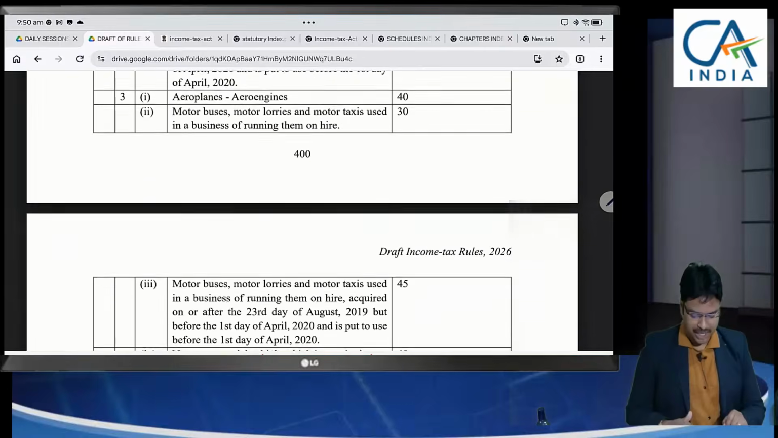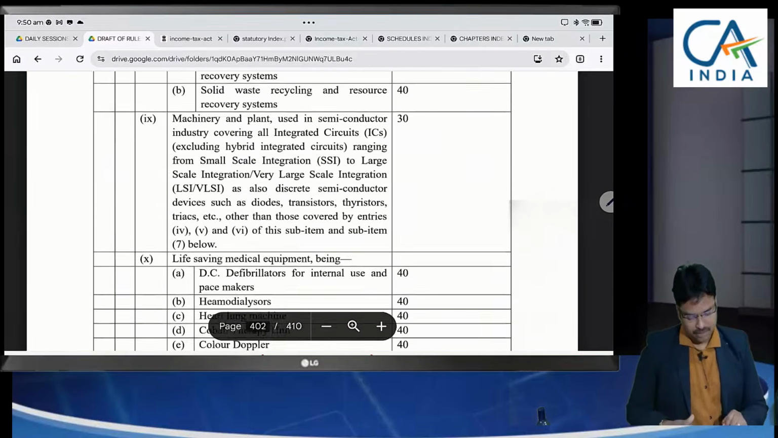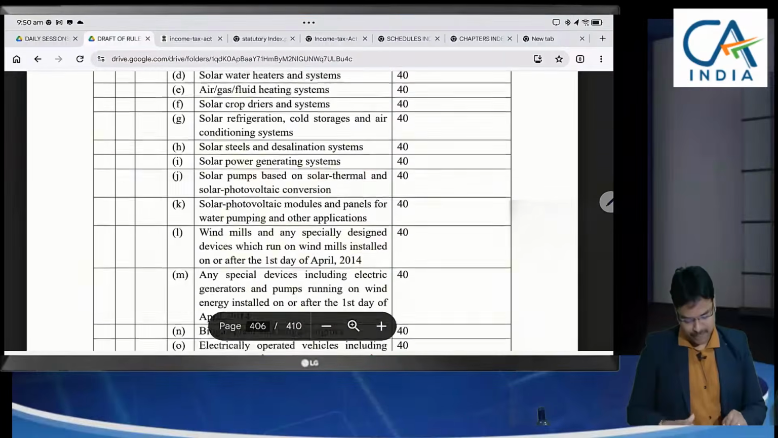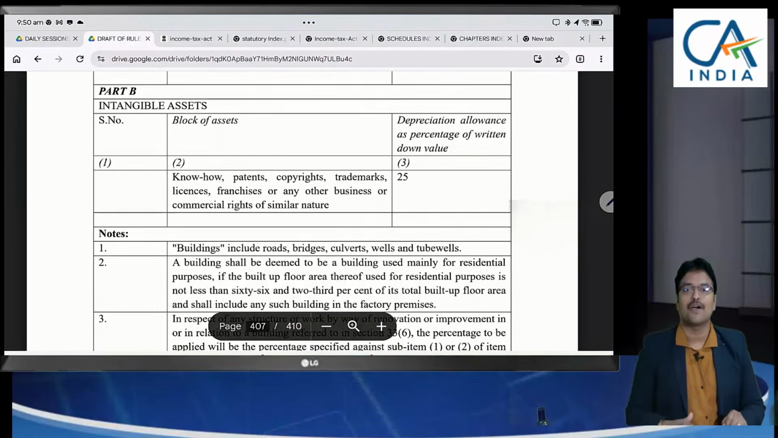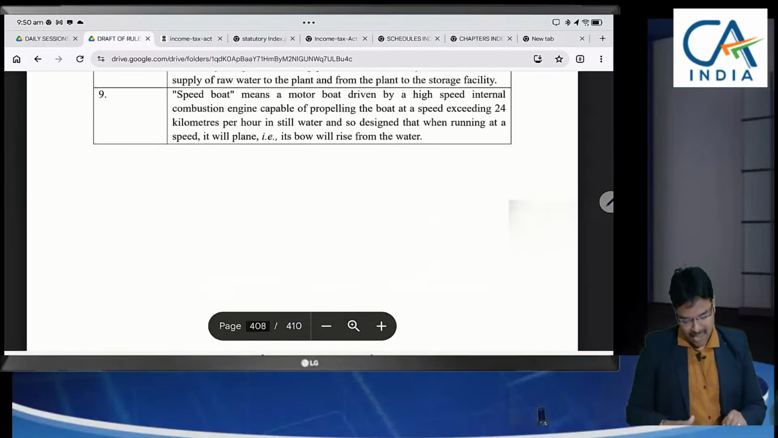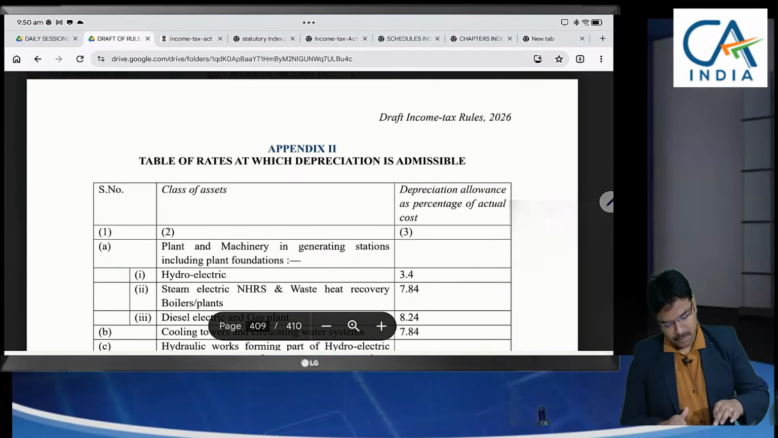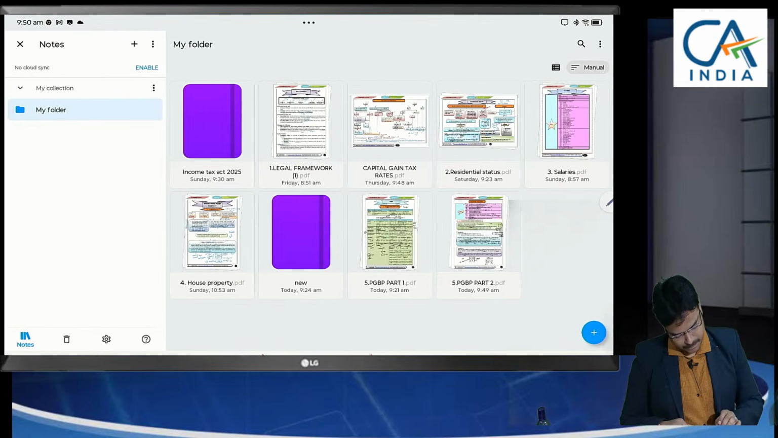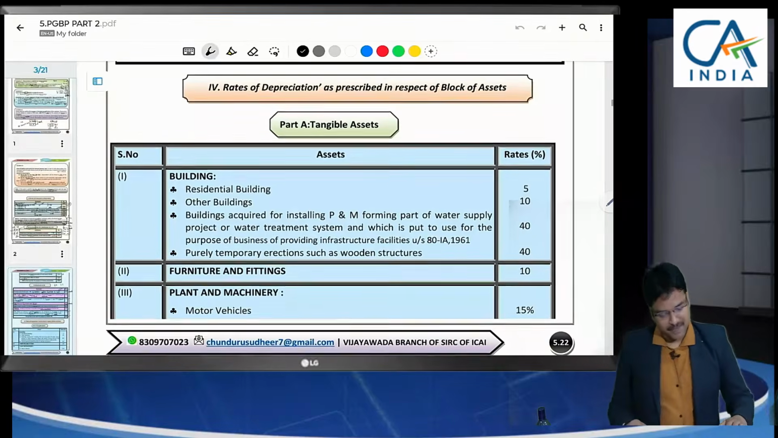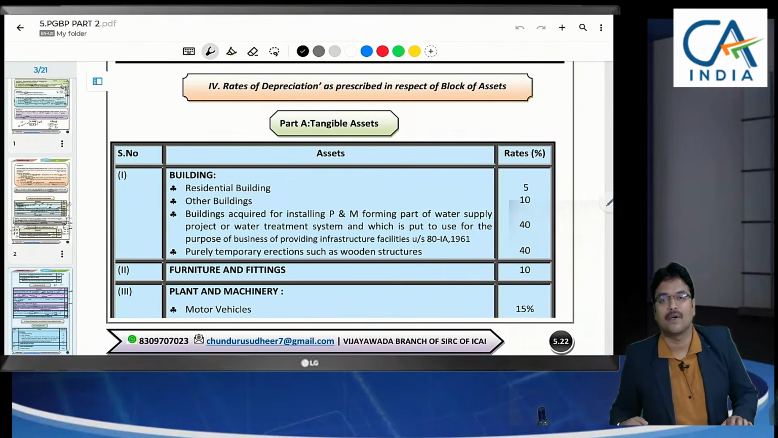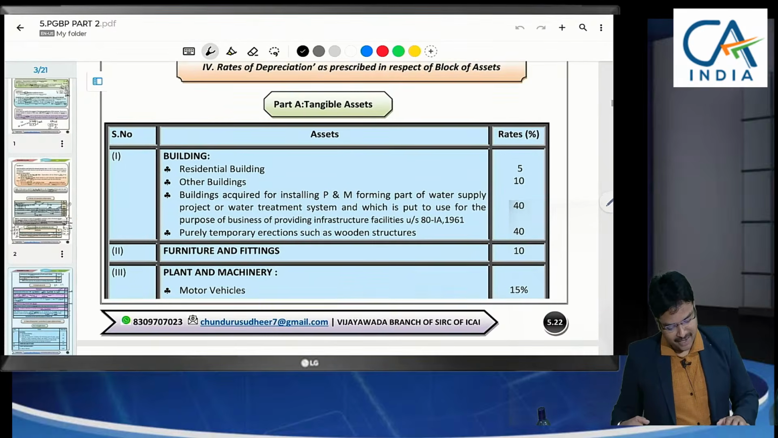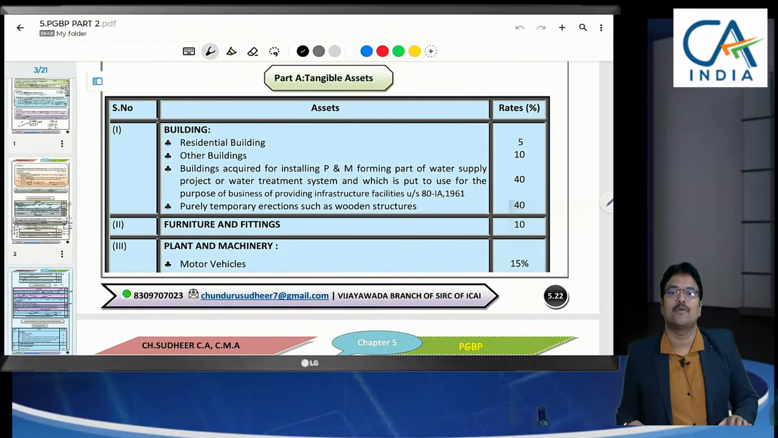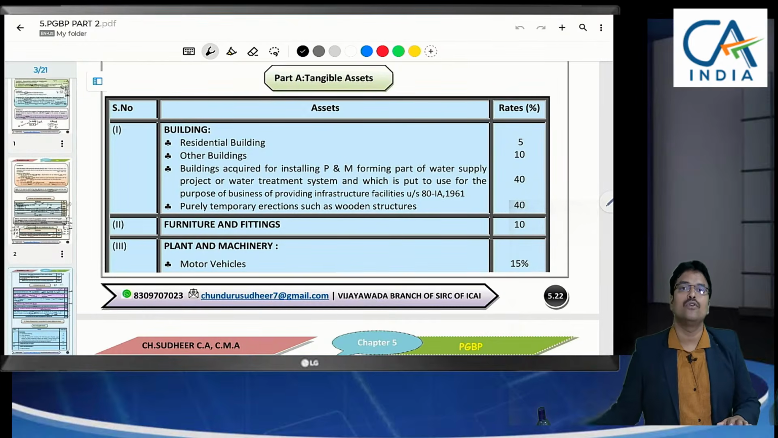Various depreciation rates were given, around 6 pages, depreciation rates itself have been specified. So, I have summarized them, made it into a summary here, rates of depreciation. But if you need specifically for this asset how much depreciation is available, you have to go through that block in detail. This is just a summary.